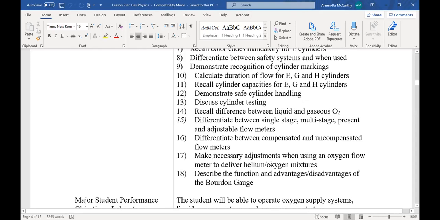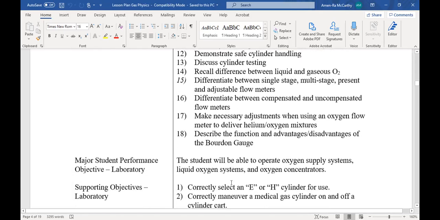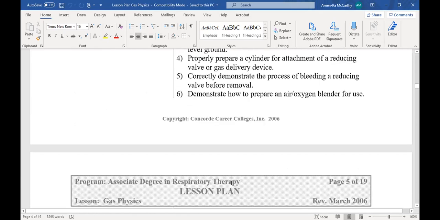And then make adjustments to using the oxygen tank. There's going to be a lab with this one. You do have a lab. There's going to be something in the lab book that you're going to have to do in order to check off in your lab. I have a video already in the module that you can watch. You can watch it tonight if you want to. But go ahead and get familiar, seeing me hook up the different regulators and turning on the tank, the steps to turn it on, the steps to turn it off, things like that, because that's what you'll be doing yourself in the lab. And then describe the function and advantages and disadvantages of the Bourdon gauge.